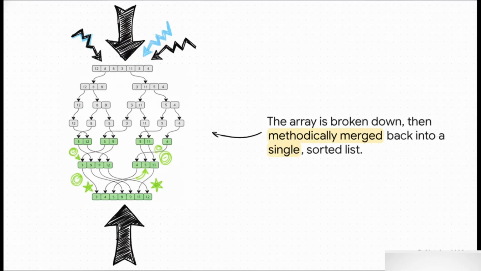And this picture just lays it out perfectly. See how the main array at the top gets broken down, down, down, until you just have individual numbers? That's the divide phase. Now look at the green boxes. It starts merging them back together, two at a time, making sure each new little list is sorted, until it builds its way all the way back up to that one single, perfectly sorted array at the bottom.